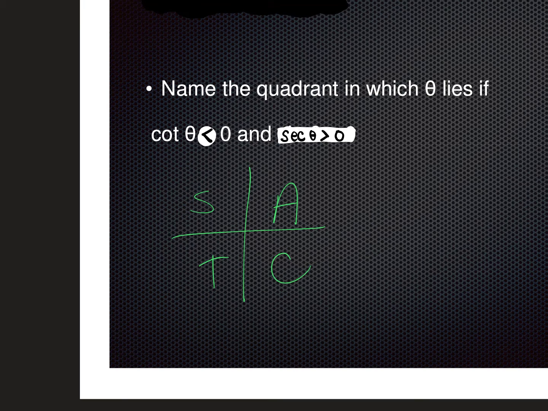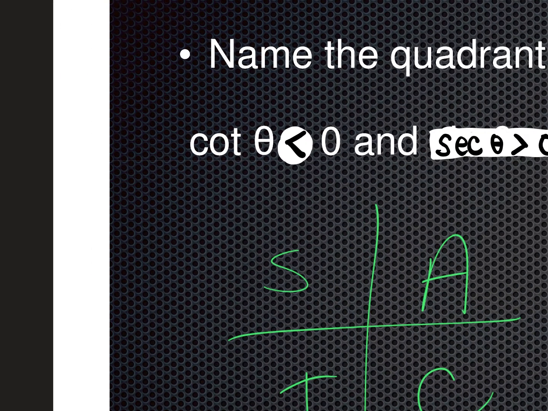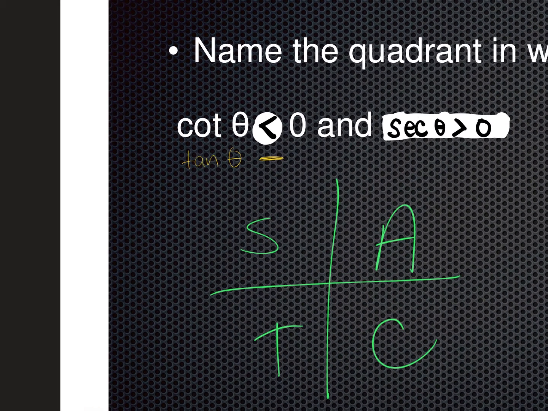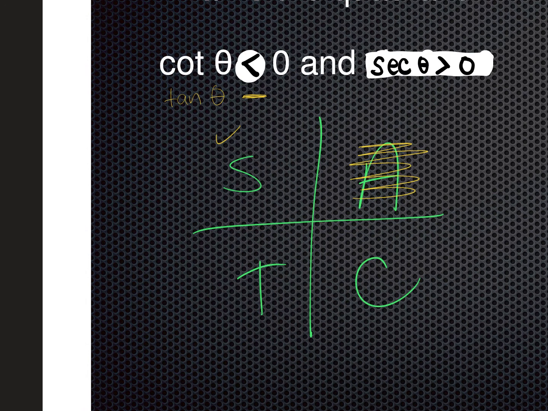My first constraint, my first thing says cotangent and tangent, good, are less than 0. That means they're what? Negative. So where are cotangent and tangent negative? Is it in the first quadrant? No. Is it in the second quadrant that those two things are negative? Yep, could be. Is it in the third quadrant where those two things are negative? No. Is it in the fourth quadrant where those two things are negative? Yes, okay. So I know it's either 2 or 4.